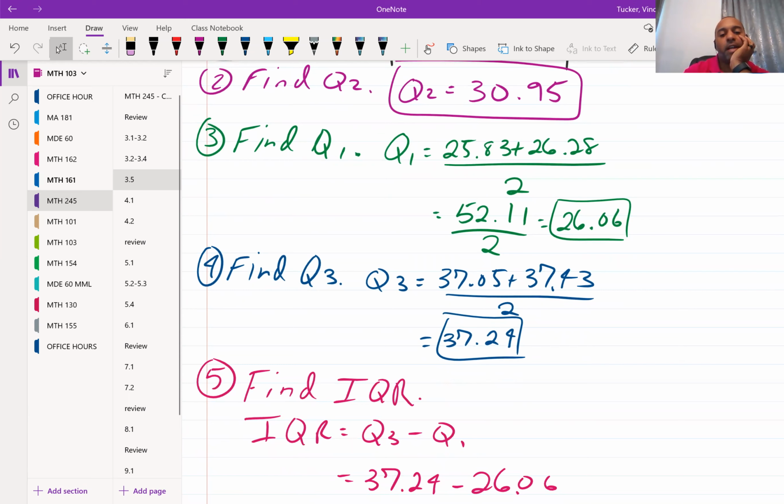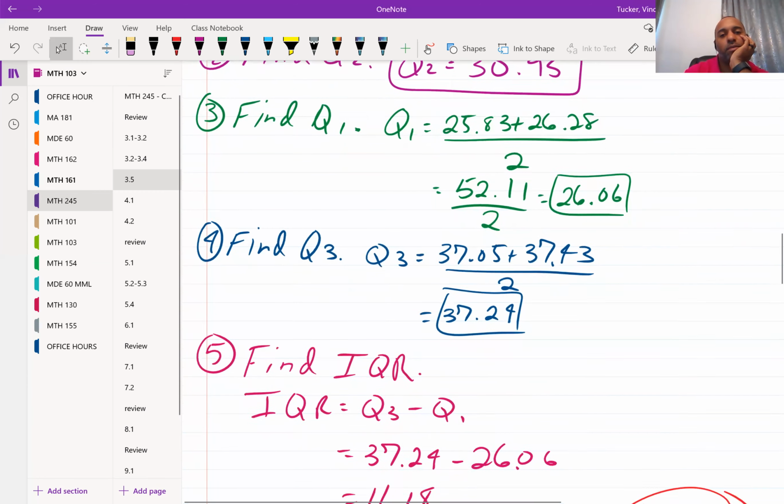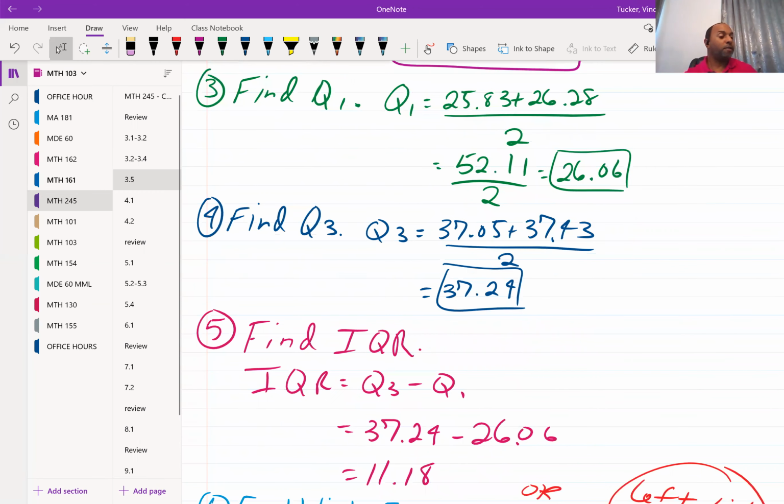So step 5, find the IQR. So we'll take Q3 minus Q1, 11.18.